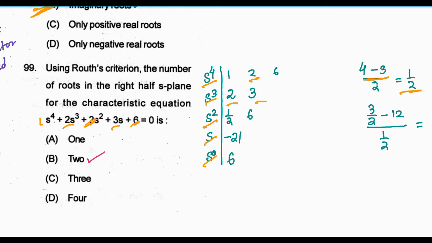sign changes. We will consider the sign changes of the first column of Routh-Hurwitz array. So here plus half to minus 21, one sign change, and again minus 21 to plus 6, another sign change. So here two sign changes are occurring. So what will be the number of roots in the right half of S plane? This will be 2. Right half of S plane is 2.